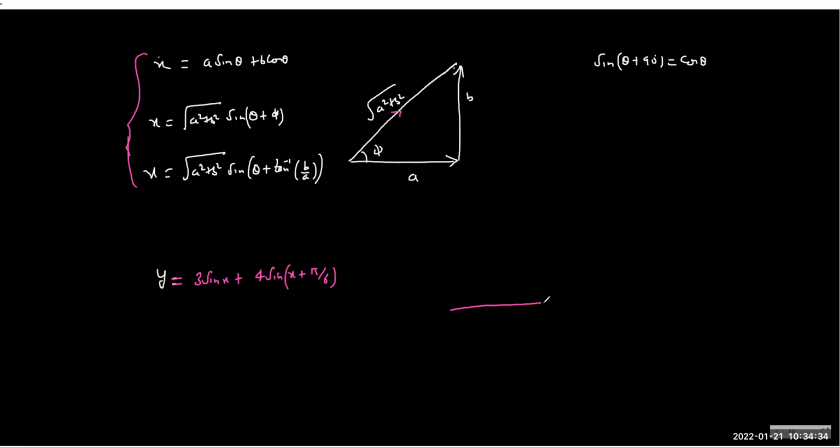You can draw a line, call it sine x. So let's see the reference called sine x line. This length is 3. The other line is at pi by 6 ahead. And we know how to find the resultant. So what is the resultant of these two vectors? 3 square plus 4 square plus 2 into 4 into 3 into cos 30, which is 9 plus 16 plus 12 root 3.